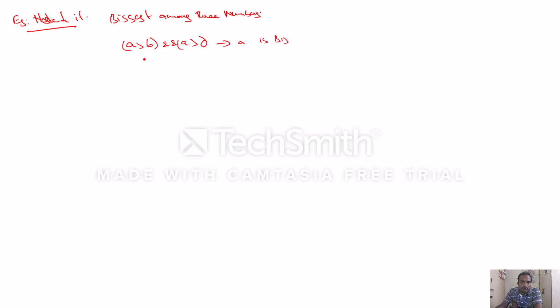What is the condition for B to be bigger? B should be greater than A and B greater than C. If the two conditions are satisfied, B is bigger. What is the condition for C? C should be greater than A and C should be greater than B. Then C is bigger. So this is the logic. Definitely this logic needs more than one condition. So we can solve this biggest among three numbers using nested if.